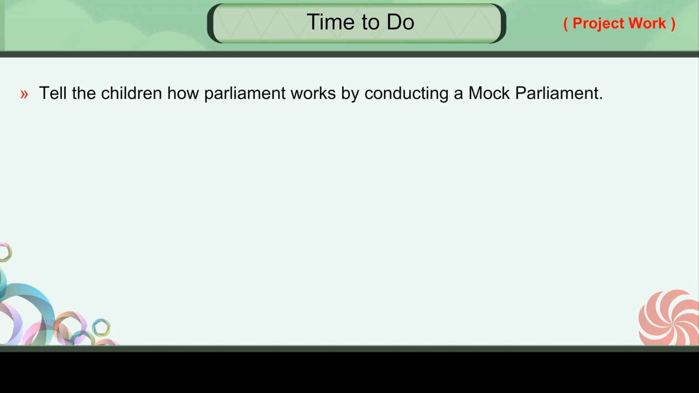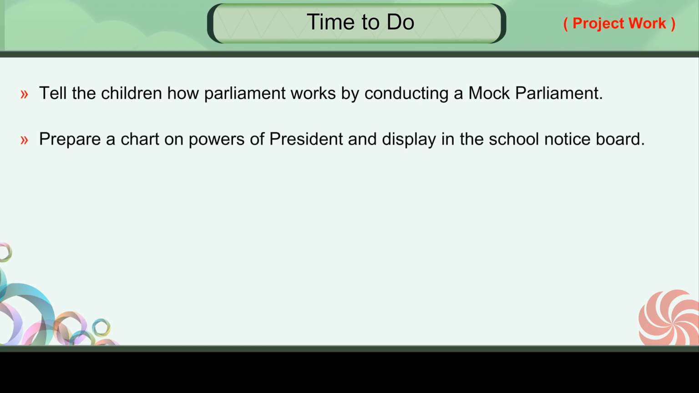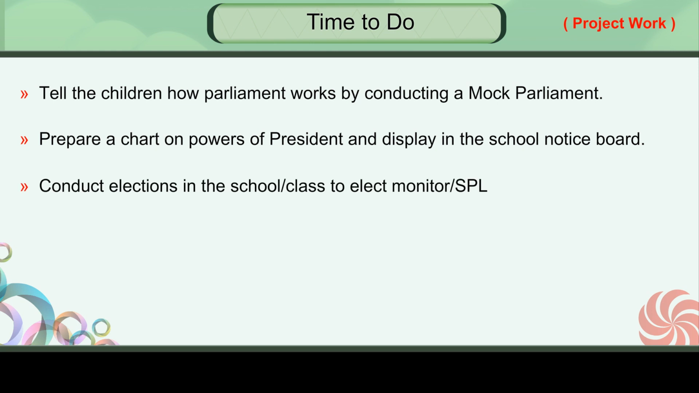For formative assessment, time to do project work. Tell the children how Parliament works by conducting a mock Parliament. Prepare a chart on powers of the President and display it on the school notice board. Conduct elections in the school class to elect a monitor.